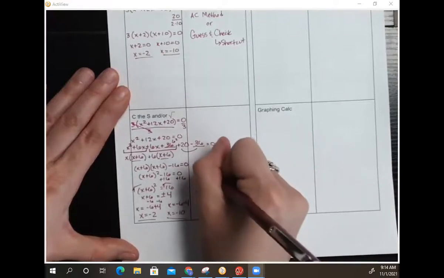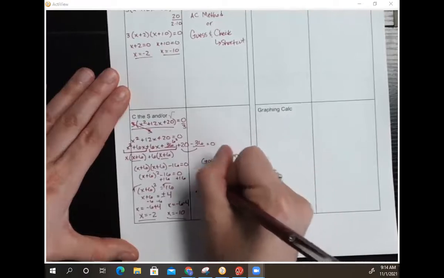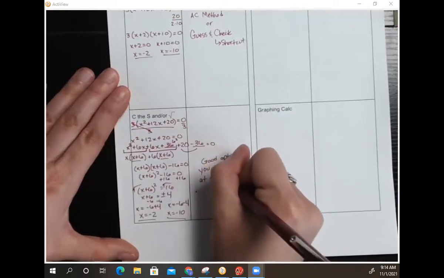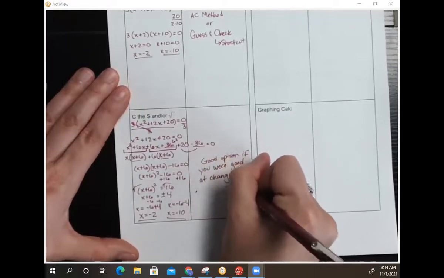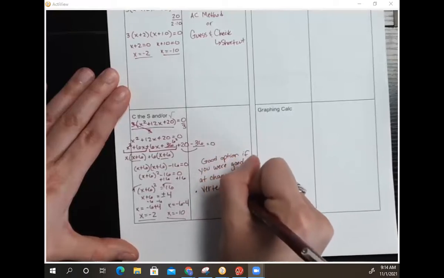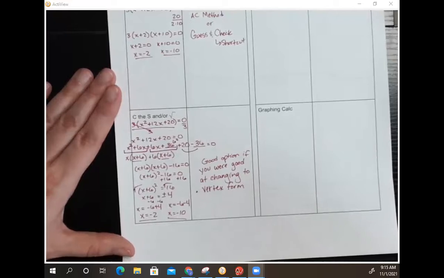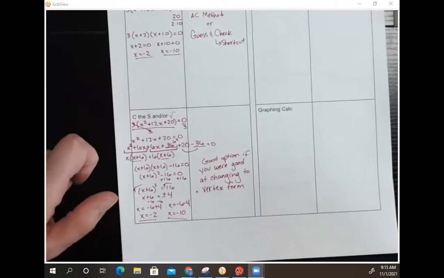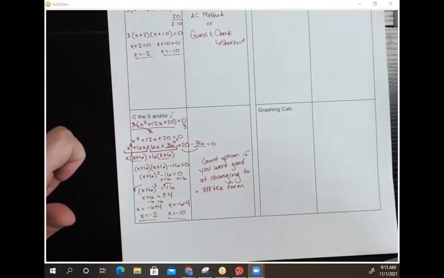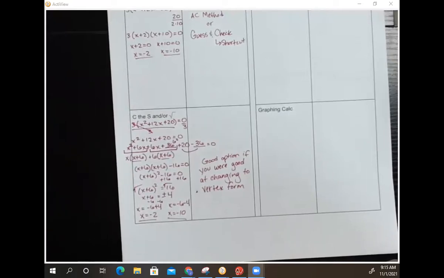If you were good at changing to vertex form in our last unit, so if you're good at completing the square, that's your jam. You do that right every time. You could do that for every problem that we're going to look at. Just know that that may not be the fastest route to solve your problem.